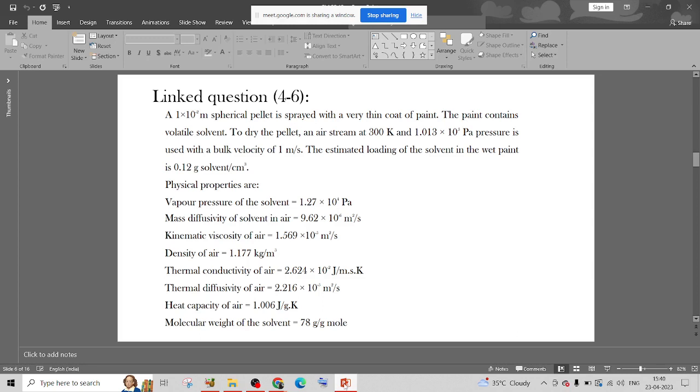Mass diffusivity of solvent in air is 9.63 × 10⁻⁶ meter square per second. Kinematic viscosity of air is 1.569 × 10⁻⁵ meter square per second. Density of air is 1.177 kg per meter cube. The thermal conductivity of air is 2.624 × 10⁻². Thermal diffusivity of air is 2.216 × 10⁻⁵. Heat capacity of air is 1.1006 joule per gram Kelvin. Molecular weight of solvent is 78 gram per gram mole.